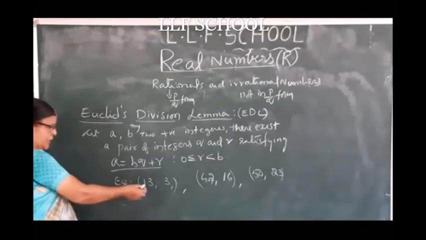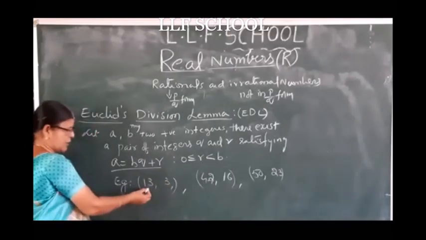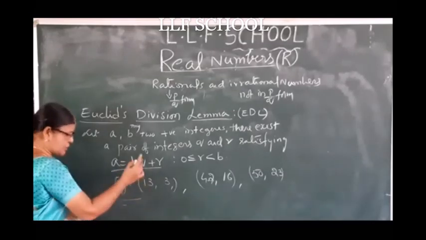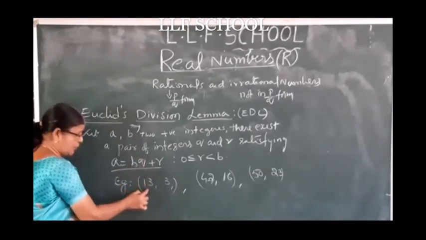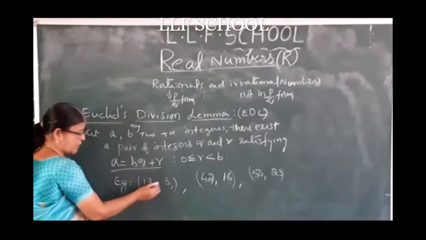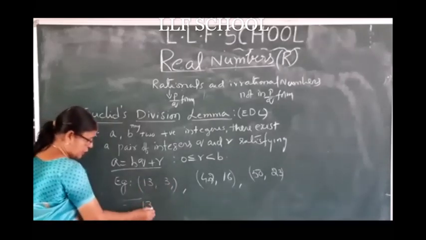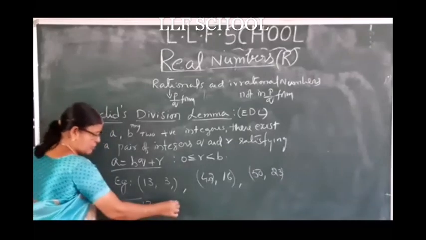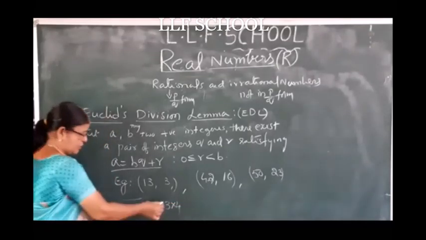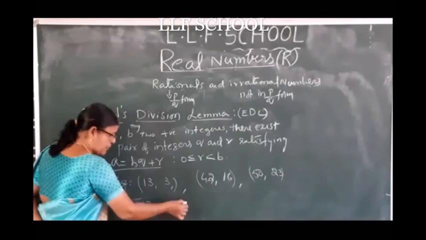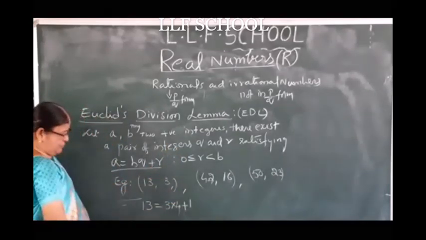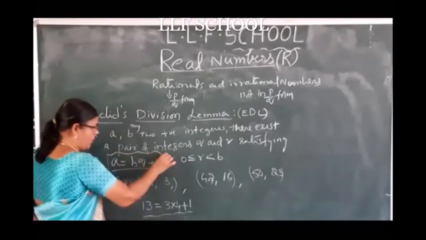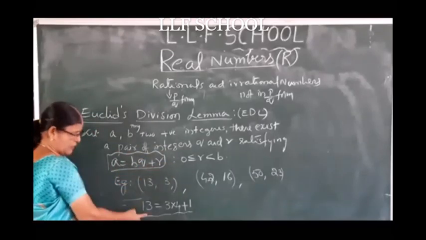Example: take two positive numbers 13 and 3. Apply EDL for these two numbers. Here A is 13, B is 3. So 13 is equal to 3 into 4, since 3 divides 13 four times. 3 fours are 12, plus remainder 1. So this expression is expressed in this form, A = BQ + R.